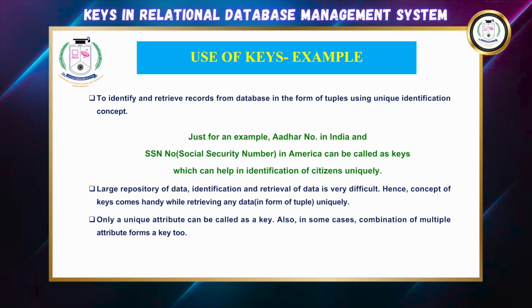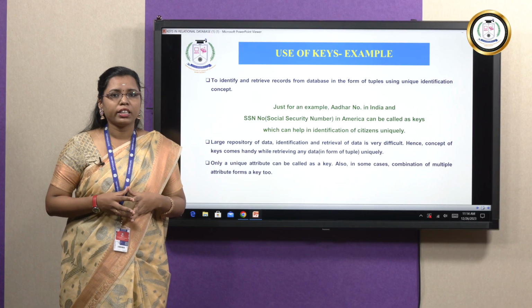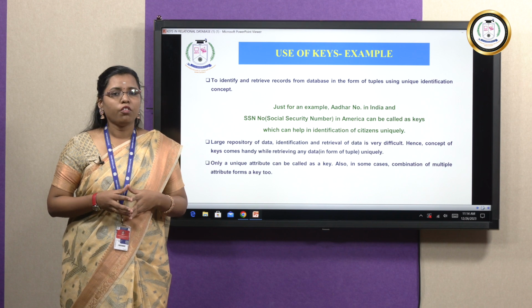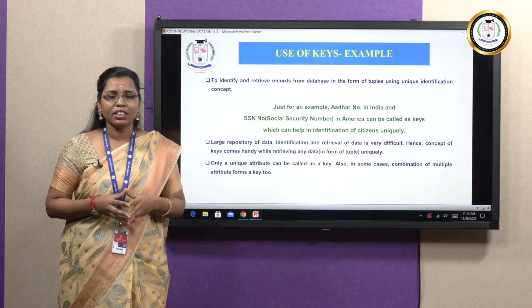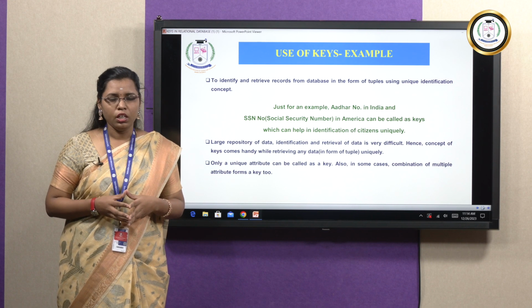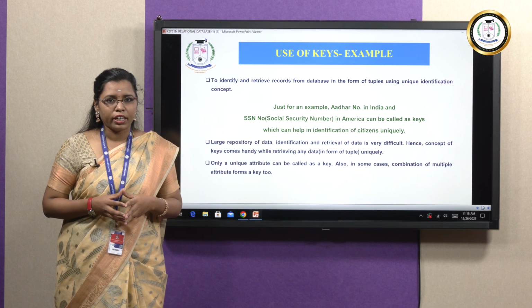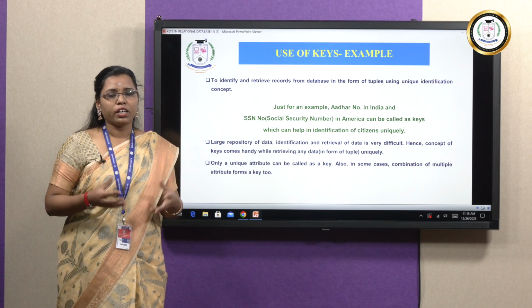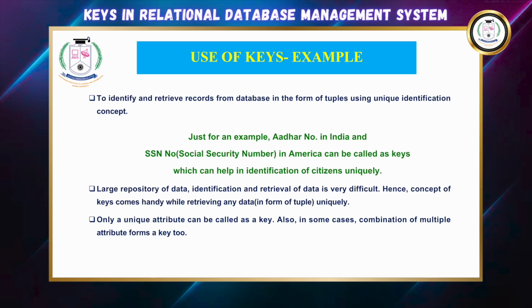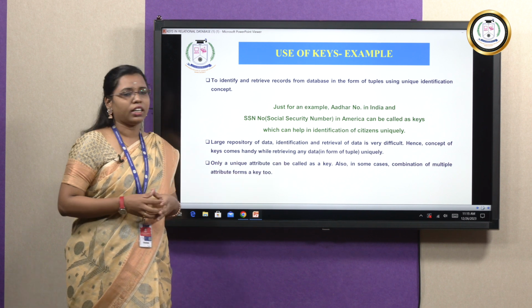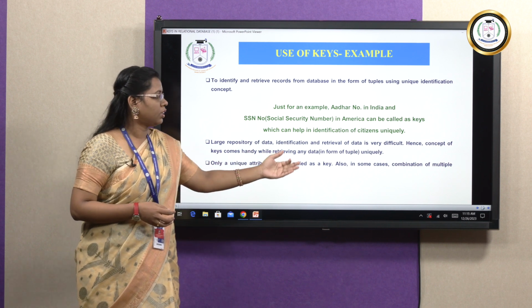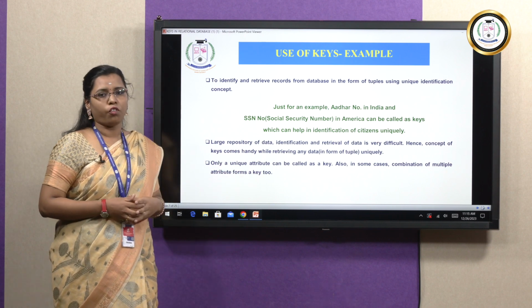For the use of keys, let us take a simple example. In India, for unique identification of people, we use the Aadhaar number. If we move to America, for unique identification they use the SSN, which means social security number. For what purpose are we using this unique identification? If we have a large repository, a huge number of records in a database, and we want to retrieve a single record, we need a unique identification. That unique attribute is called a key. In some cases, a combination of multiple attributes also forms a key.